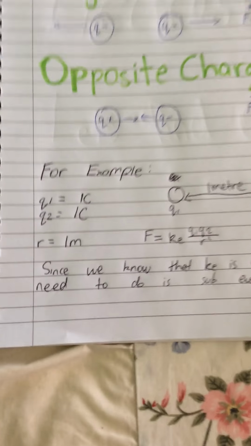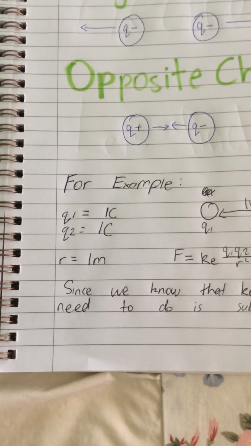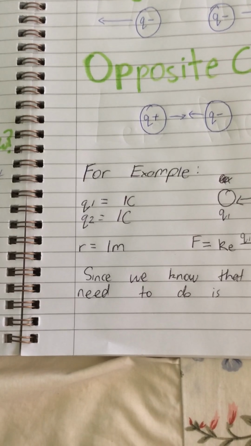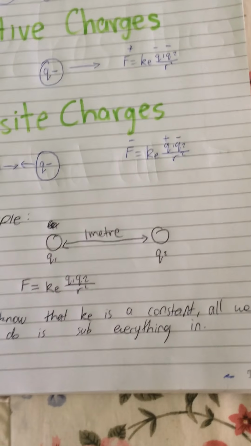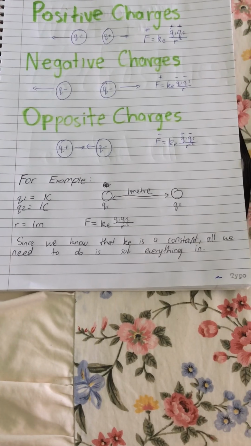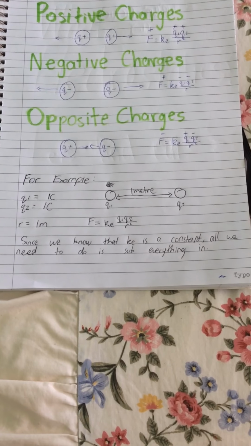Here's an example. If Q1 is 1 coulomb and Q2 is 1 coulomb and the distance between the two particles is 1 meter, then we end up getting this. We have to use the formula. Alright. Since we know that Ke is a constant, all we need to do is substitute everything in.